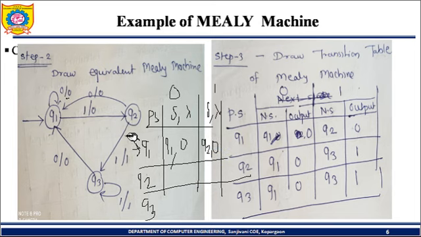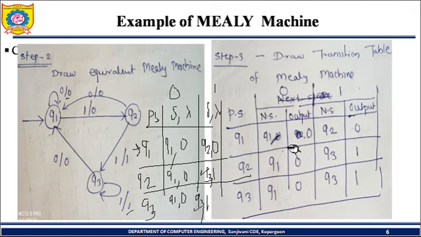Now Q2 after receiving 0 will be in Q1, and the output associated with the transition is 0, so you need to assign 0 here. Now Q2 after receiving 1 will be in Q3, and at that time the output associated with the transition is 1. Now Q3 after receiving 0 will be in Q1, and at that time the output is 0. And Q3 after receiving 1 will be in the same state, Q3 itself, and at that time the output associated with the transition is 1.